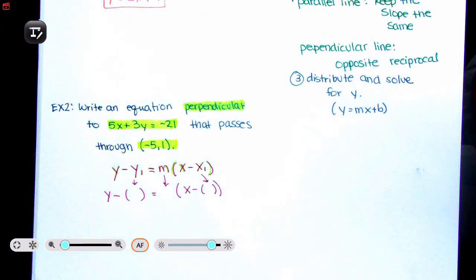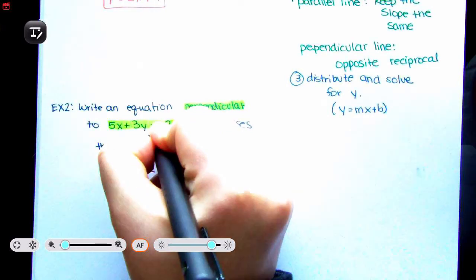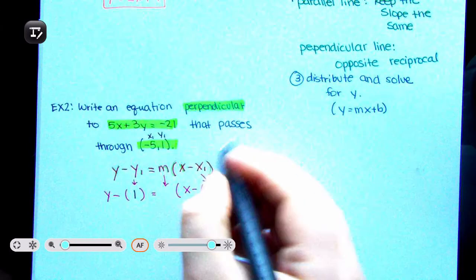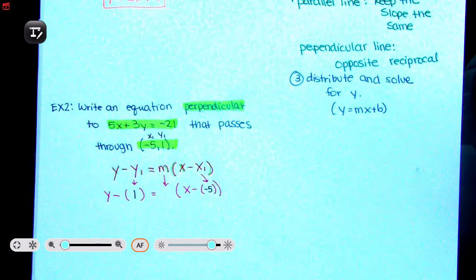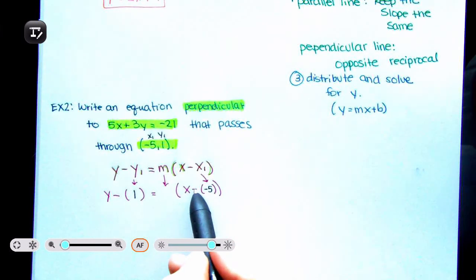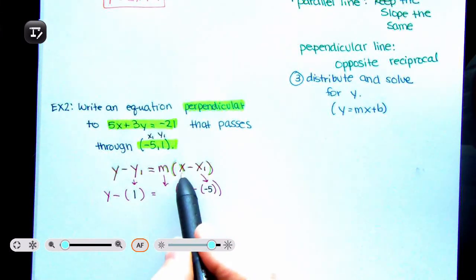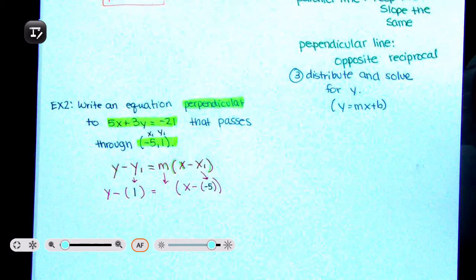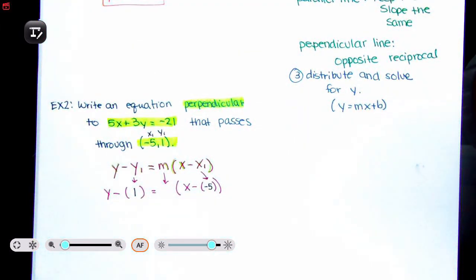Step number 2 is substitute the slope and the given point. So I don't know what my slope is in this line, but I do know what my given point is. So I'm going to identify my x1 and y1. So y1 is 1. x1 is negative 5. Make sure you bring the sign, and also make sure that you're putting parentheses so you don't actually change your minus. Remember, keep, change. Okay, now we need to figure out that slope.